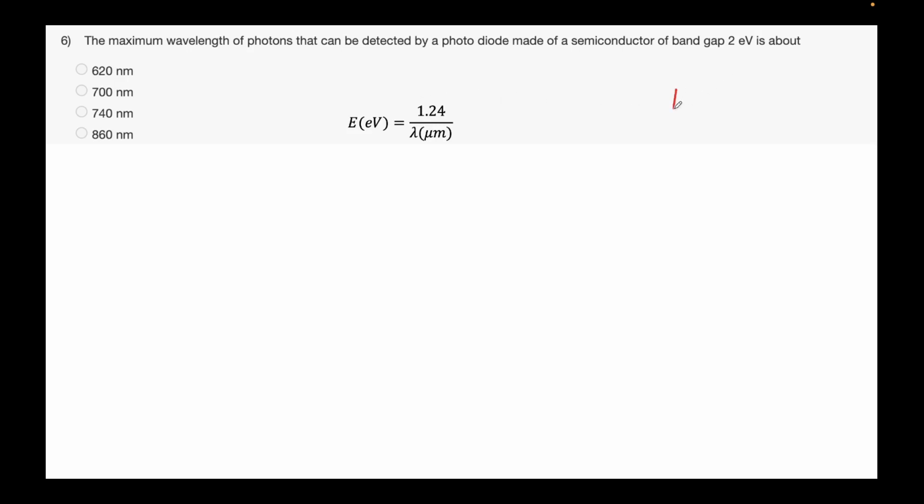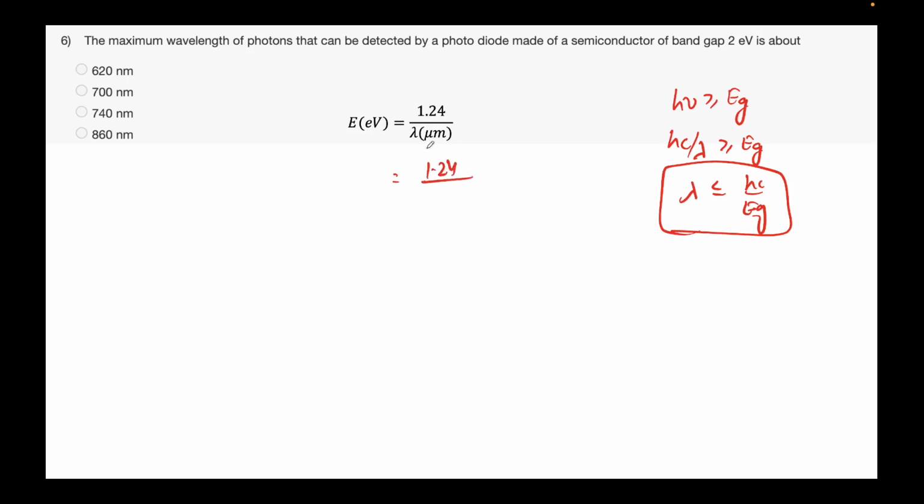So h nu must be greater than or equal to Eg, or we can say hc by lambda must be greater than or equal to Eg. So lambda must be less than or equal to hc over Eg. There is an upper limit on how much this material can detect. It's the same expression, just put in the values of h and c. This is the expression that we have been using. So lambda should be less than or equal to 1.24 over Eg.